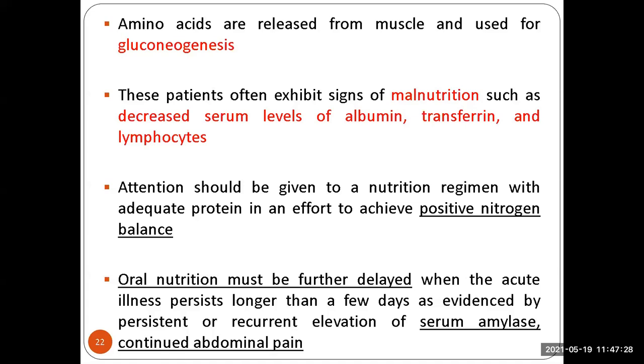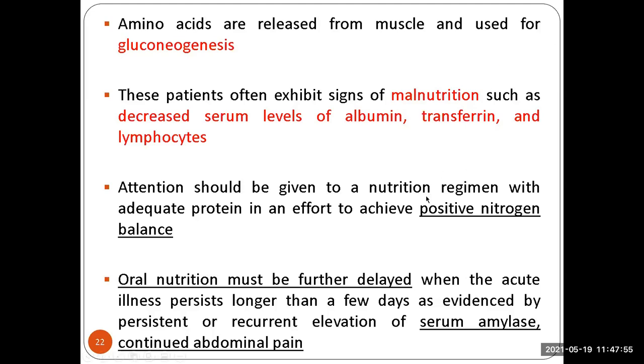And similarly, lymphocytes are there, and lymphocytes have derived their name from the lymphatic system, and these are basically a type of white blood cells. Almost 18 to 44% of the circulating blood cells are lymphocytes.